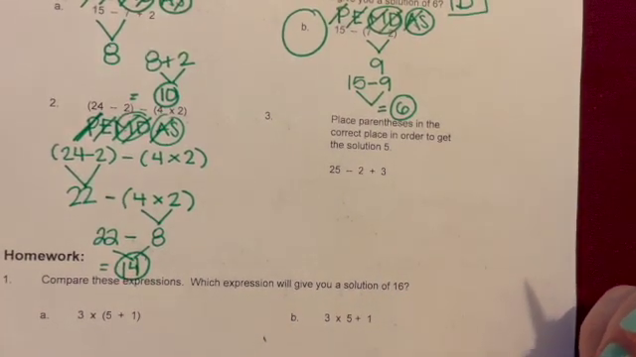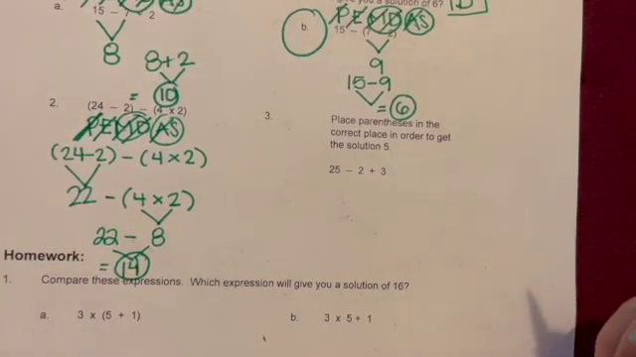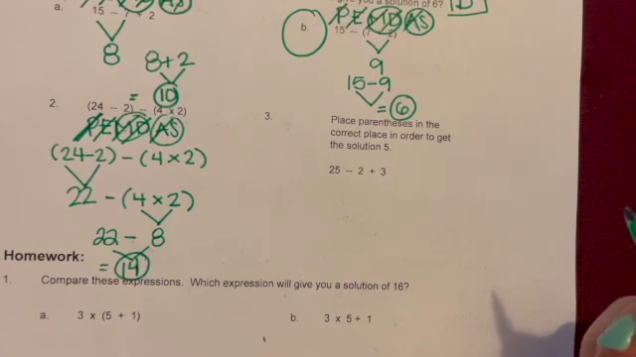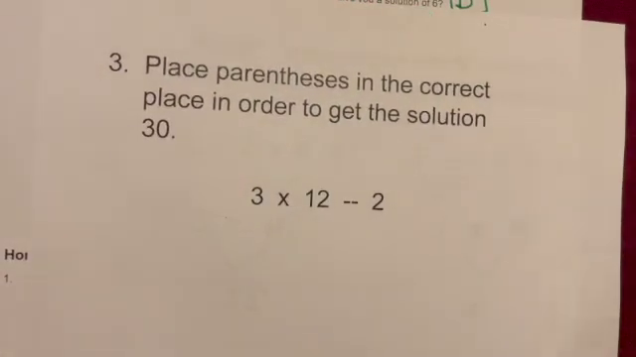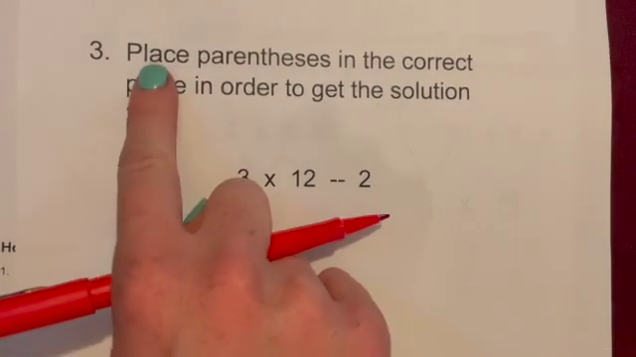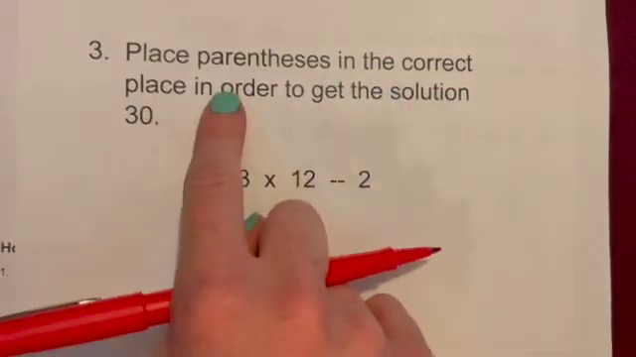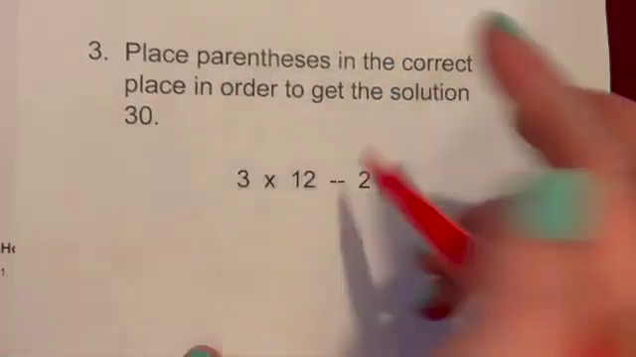So what we're actually going to do, I'm so sorry, we are going to pause. I'm getting out my red pen, and I realized I didn't go over a problem that is similar to that. So again, I'm going to show you an example, and then you will write that next one. I have a red pen, so you're just watching. Place parentheses in the correct place in order to get the solution of 30.